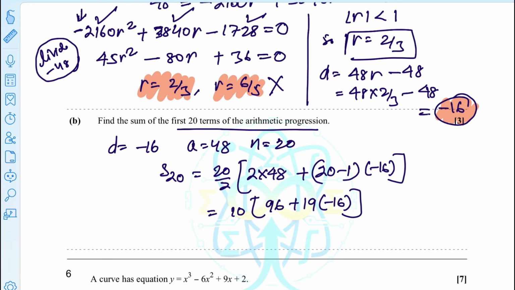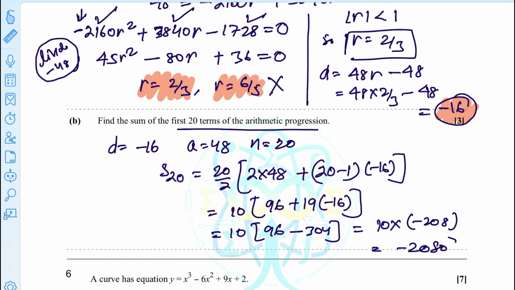Is it okay? So if I try to simplify more, it is 96 minus, it will be 304, right? So that equals 10 times minus 208, and the final answer should be minus 2080. That is the answer for this question.